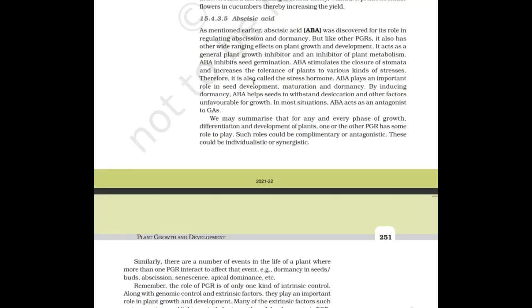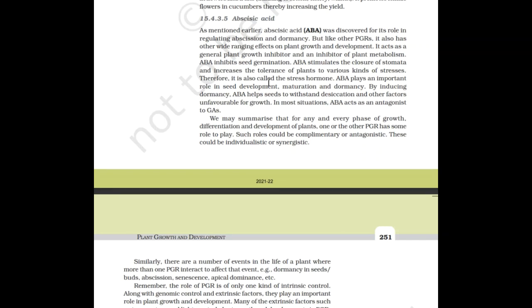Abscisic acid. As mentioned earlier, abscisic acid, ABA, was discovered for its role in regulating abscission and dormancy. But like other plant growth regulators, it also has other wide-ranging effects on plant growth and development. It acts as a general plant growth inhibitor and an inhibitor of plant metabolism. Abscisic acid inhibits seed germination. Abscisic acid stimulates the closure of stomata and increases the tolerance of the plant to various kinds of stresses. Therefore, it is also called the stress hormone.